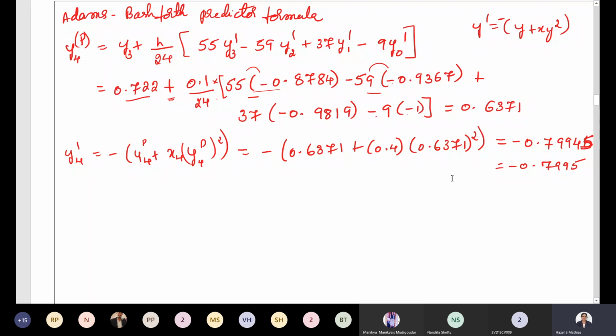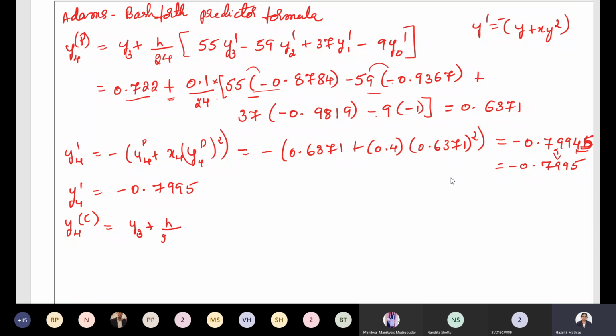Done? Is it okay? Everybody got it? So what is y4 dash? See, these both answers are the same. Here it is rounded off. 4, 5, you can write it as 0.7995. So y4 dash will be minus 0.7995. Now apply the corrector formula.